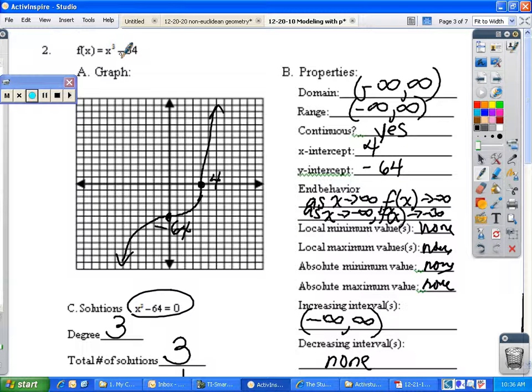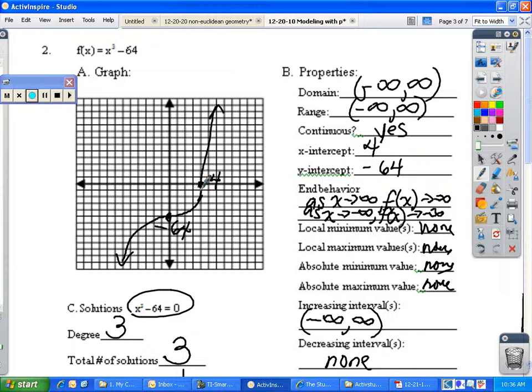In this function, your domain is all real numbers because if you look up and down the graph, it's going to keep going right and keep going left. Range is going to keep going down and keep going up, so therefore both your domain and range are all real numbers. Continuous because there are no breaks in the graph.